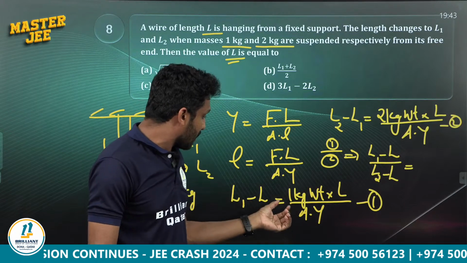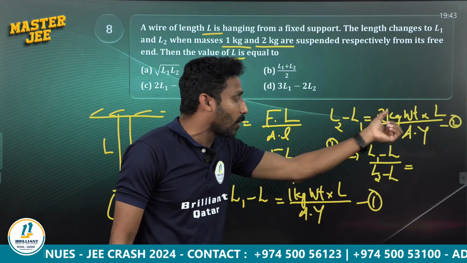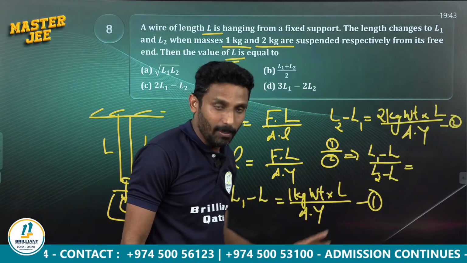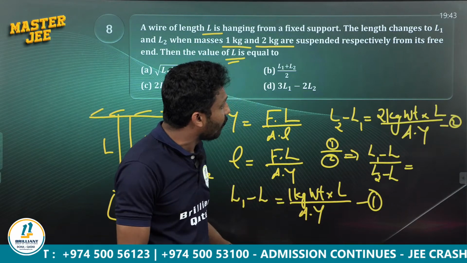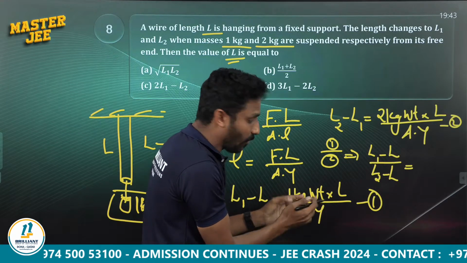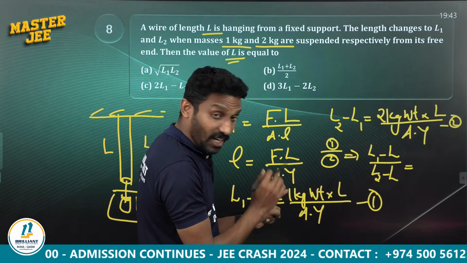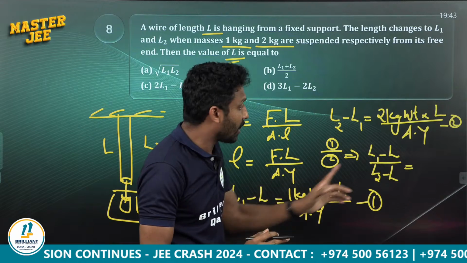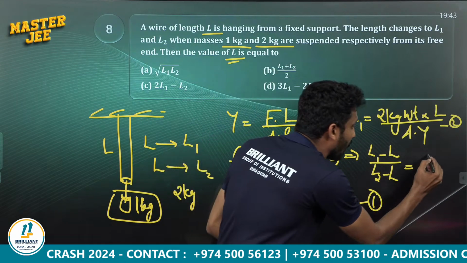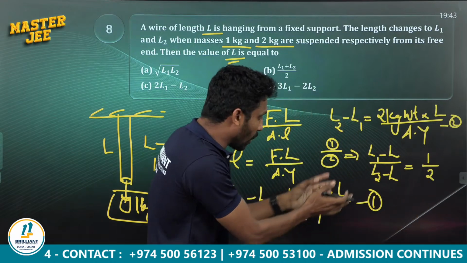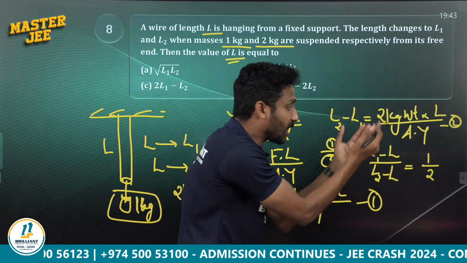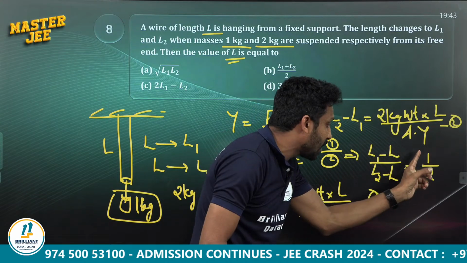On the RHS, this is 1 kilogram weight and 2 kilogram weight. The kilogram weight will be cancelled. Then L will be cancelled, and AY will be cancelled here. Here 1 remains, here 2 remains. So L by AY will be cancelled, and this will be 1 by 2. Equation 1 divided by equation 2: rest of them will be cancelled and we get 1 by 2.